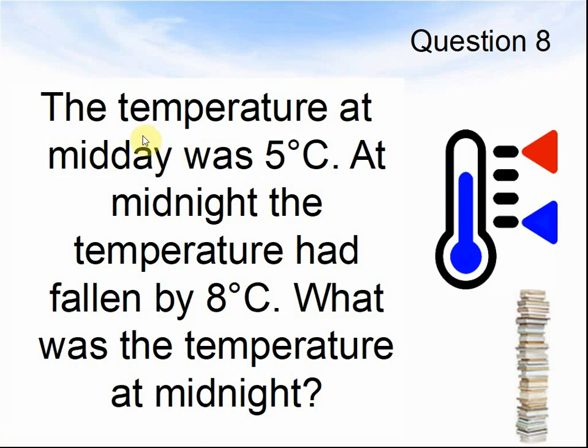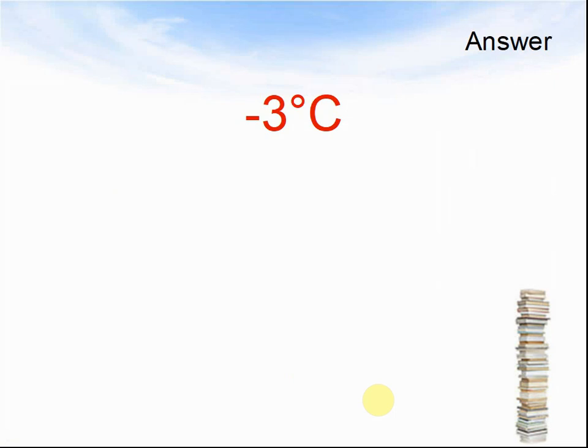Question 8. The temperature at midday was 5 degrees centigrade. At midnight, the temperature had fallen by 8 degrees centigrade. What was the temperature at midnight? Pause the video until you are ready to see the answers. Here come the answers. The answers are, it was minus 3 degrees. Let's look at the next question.